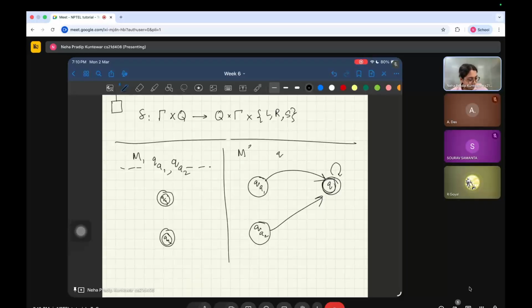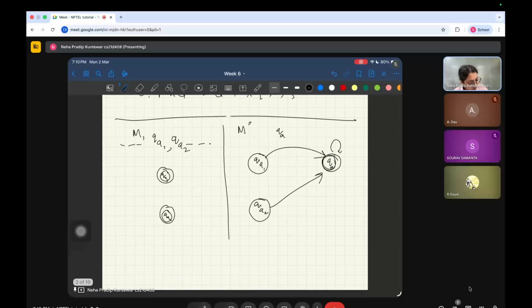What would be the label of the transition? What will I read from the tape while making a move from QA1 to Q? No matter what you read. So what you will do is delta of QA1 on every tape symbol, you will write QA.